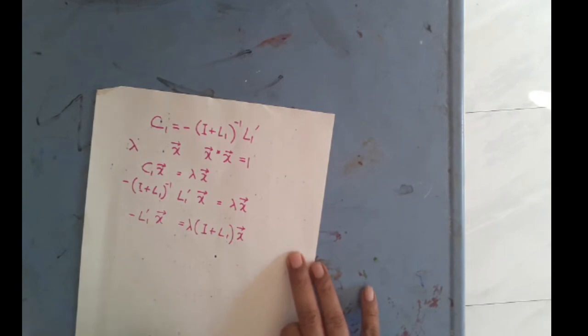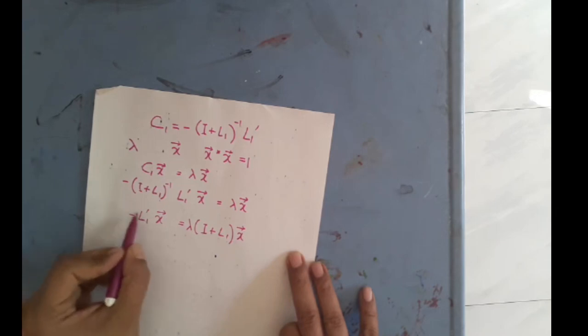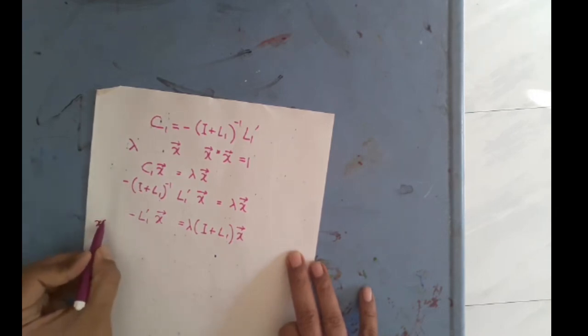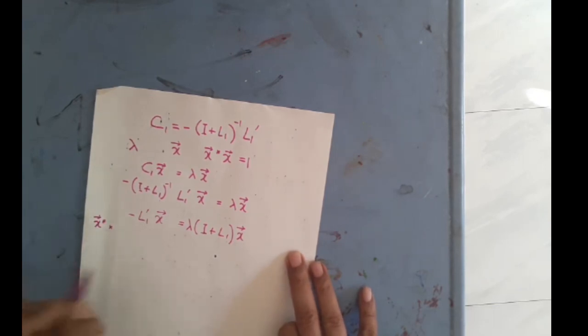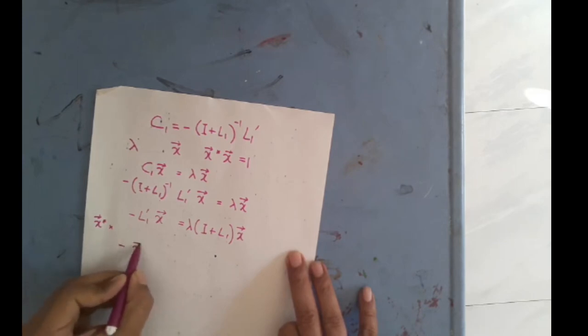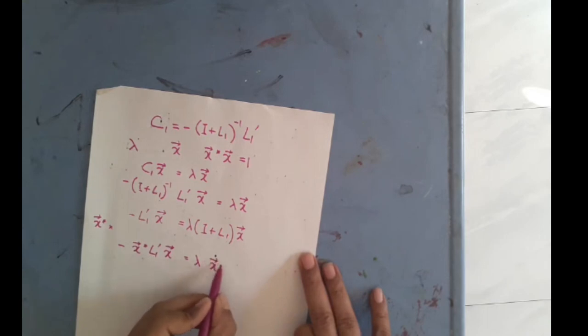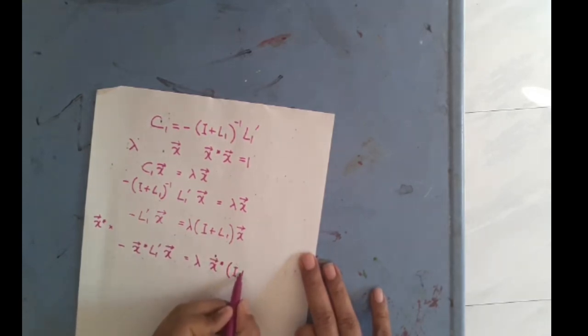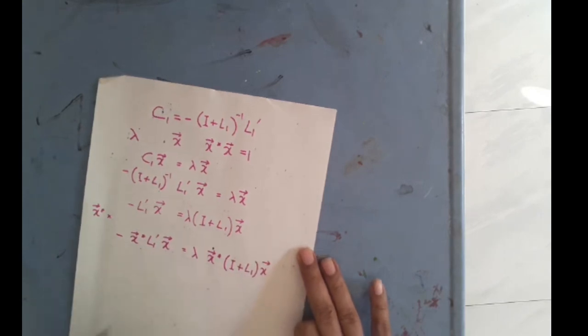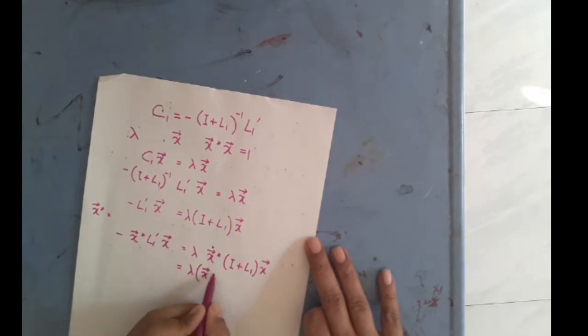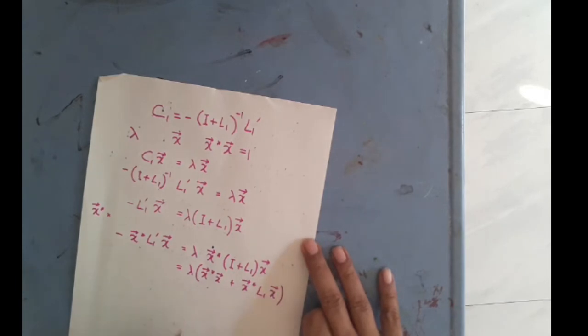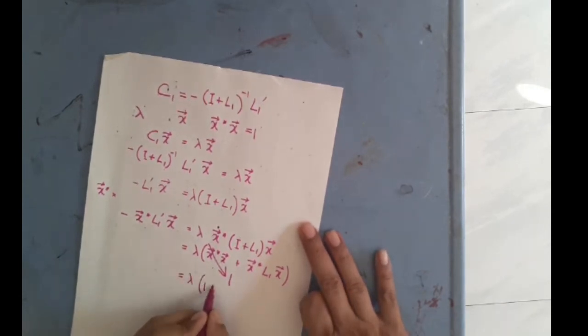Okay. So what I will do now is pre-multiply by x star from the left. So I will take x star and multiply from the left. So it will become minus x star L1 prime x is equal to lambda x star, lambda being a scalar is always coming out, (I plus L1) x. So this is lambda x star x plus x star L1 x. This we already know is 1, so that becomes 1. So I get lambda times (1 plus x star L1 x).